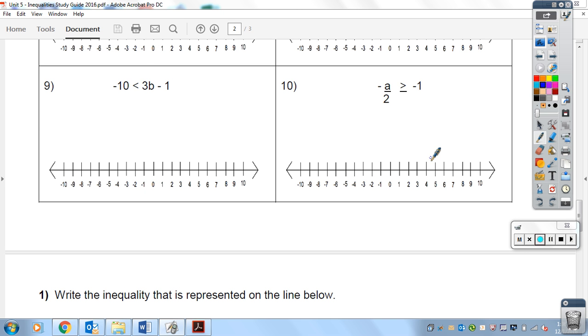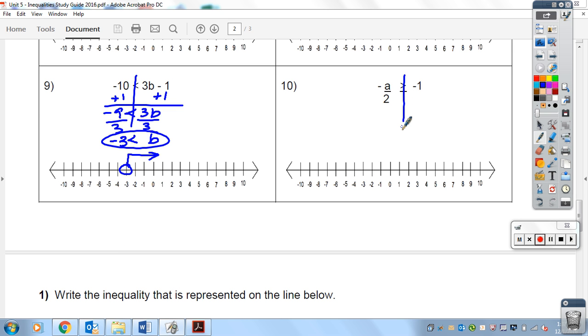Finishing off these inequalities, number 9 is another 2-step. Add 1, add 1. This is -9 is less than 3b. Divide by 3, divide by 3. b, -3. The symbol does not flip. It does not flip because I divided by a positive. It only flips when you multiply or divide by a negative. Go to -3. b is on the big side, which means I go to the right.